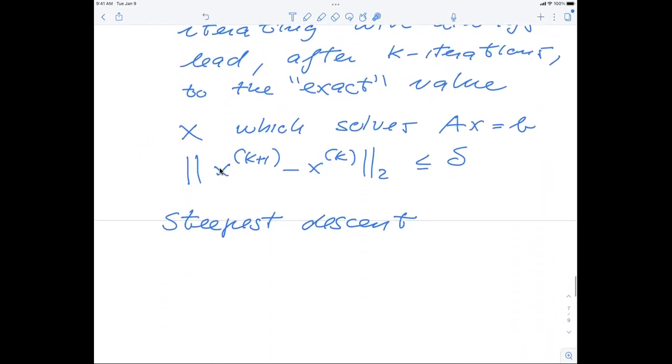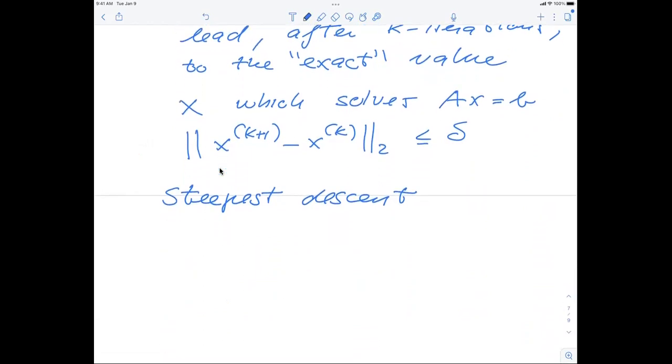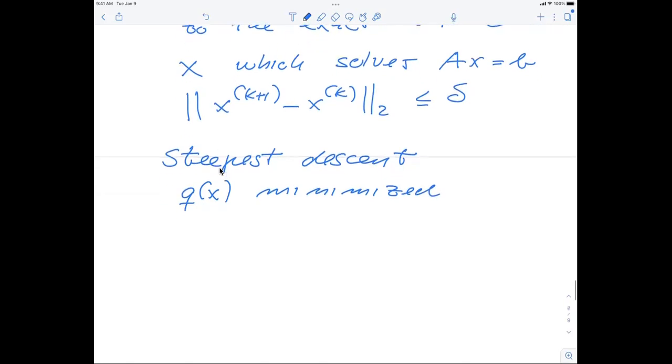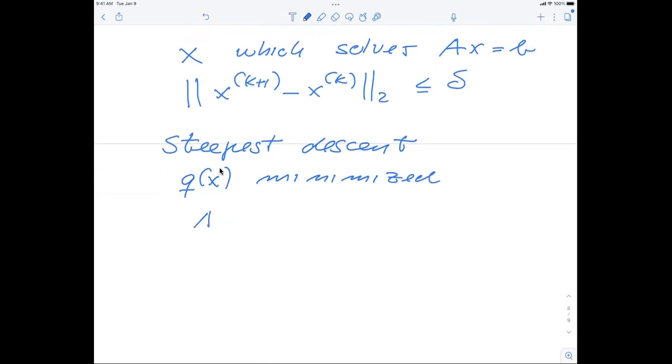Okay, so if we now want to derive the steepest descent method, what we have shown now is that this q of x, when we want to minimize it, where q of x now is a function which is quadratic in the unknown quantity x, then what we end up with is to solve this problem here.